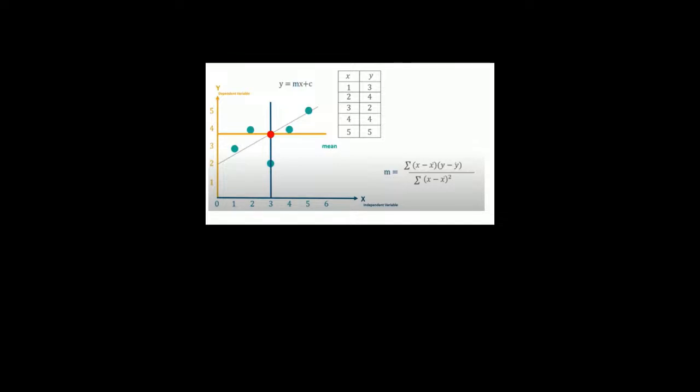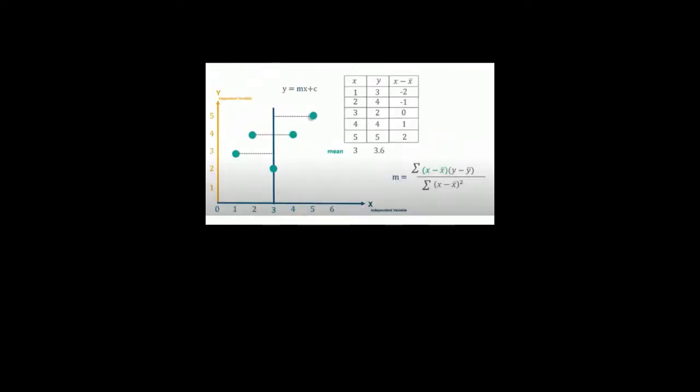So now how to calculate the slope? I'll be taking you through the steps quickly and very easily. This is a very easy method. There is a formula. The slope is given by sigma of (x minus x bar)(y minus y bar), divided by sigma of (x minus x bar) square. So this is the formula. Now how do we find out these values and substitute them in this formula?